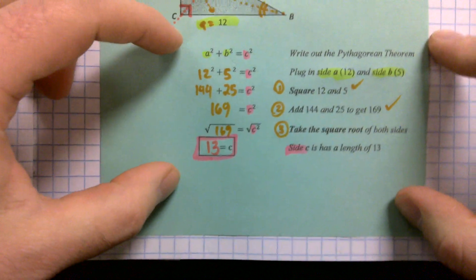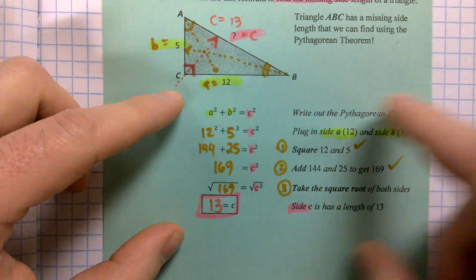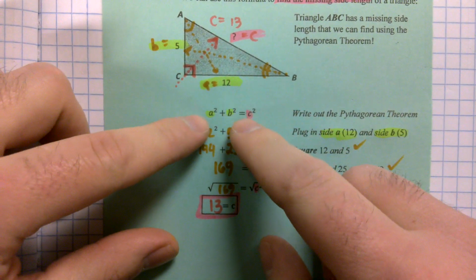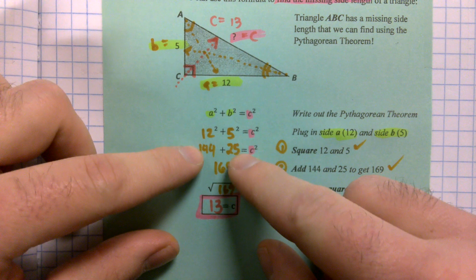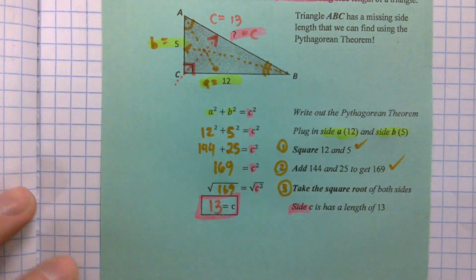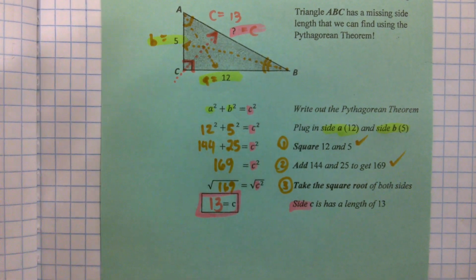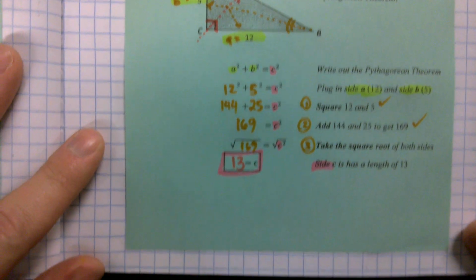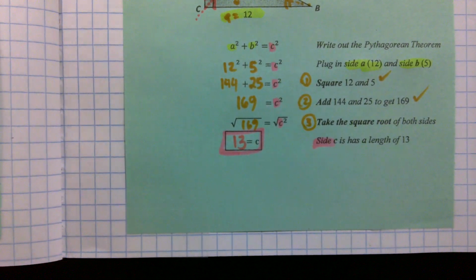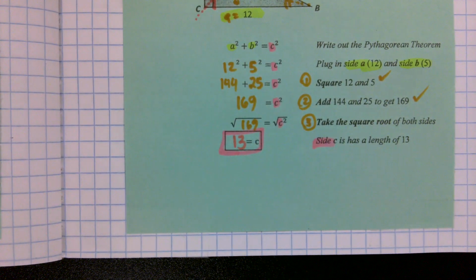So when it comes to what work we're going to be doing today, this is the work right here. You take your legs, plug them in for A and B, square them, add them, take the square root, you've got your distance. It's exactly the same as what we did yesterday, and even what we did on Tuesday. Was that Tuesday? Wednesday. These 4-day weeks are weird.